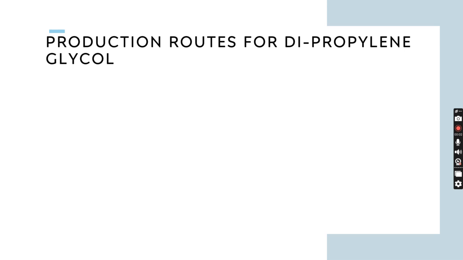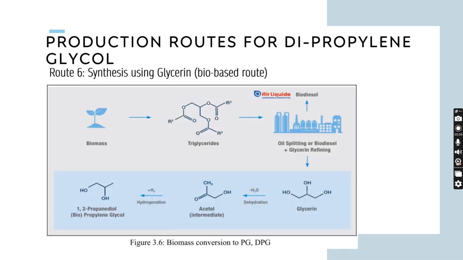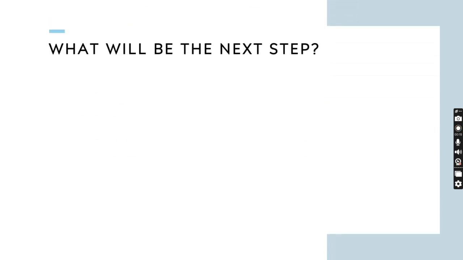So, in the previous discussion, we discussed the routes to produce dipropylene glycol. We discussed the last route as a production from glycerin. Now, we are moving on. What will be our next steps? This will be the question because, as we have discussed, there are more than one, around six routes, to produce dipropylene glycol.